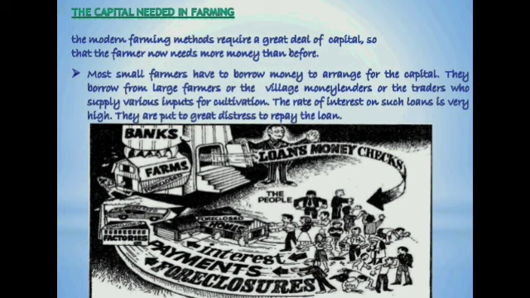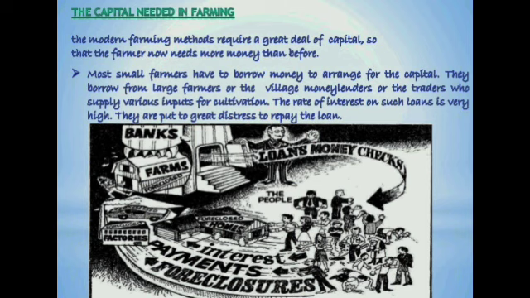Most small farmers have to borrow money to arrange for the capital. They borrow from large farmers, village money lenders, or the traders who supply various inputs for the cultivation. The rate of interest on such loans is very high. They are put in great distress to repay these loans.